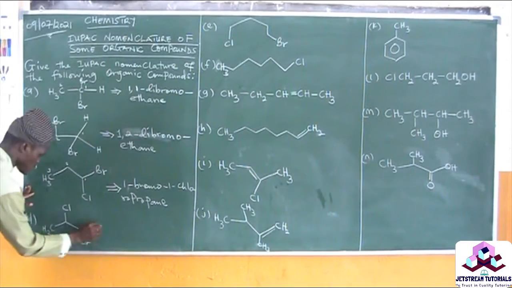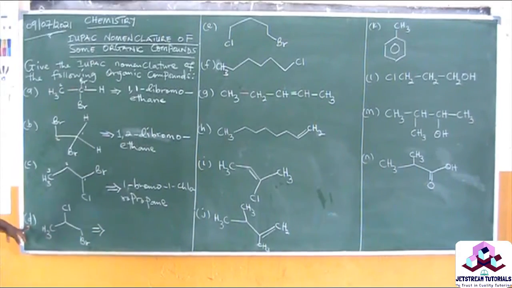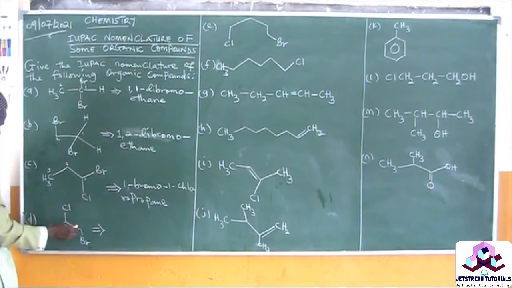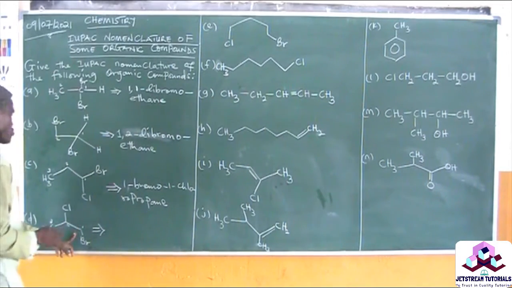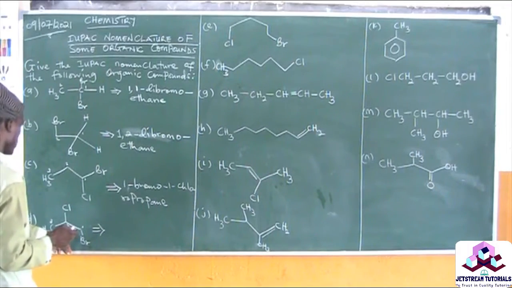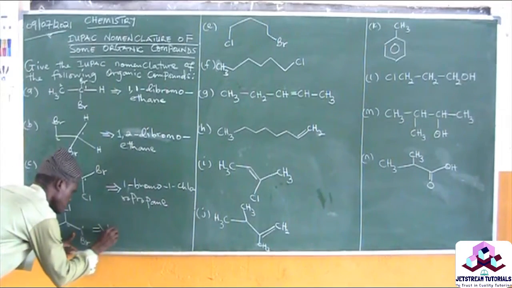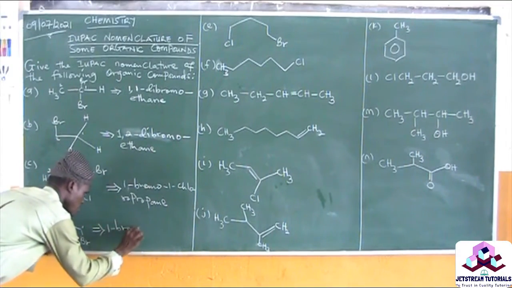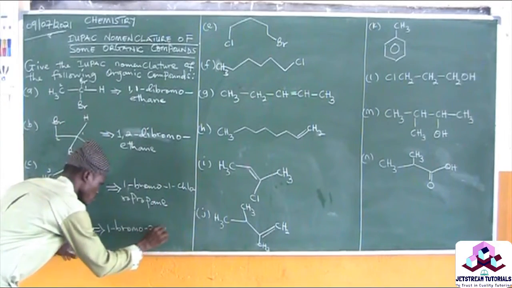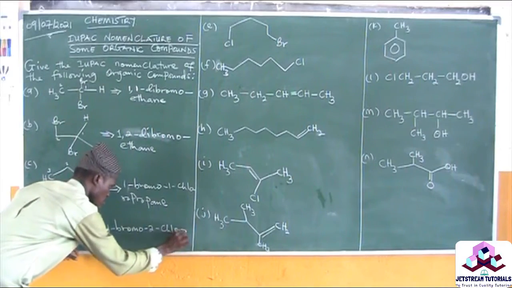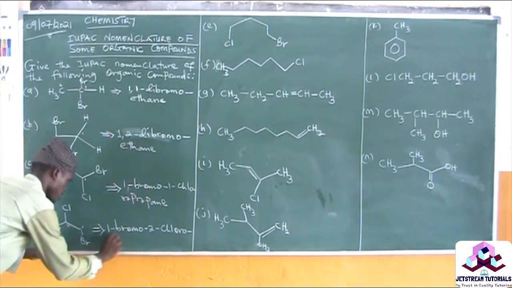Then that takes us to the fourth one. We have carbon atoms here to be 3: we have 1, we have 2, we have 3. In this case, this is going to be 1-bromo, 2-chloro. Is that okay? So 1-bromo-2-chloropropane.